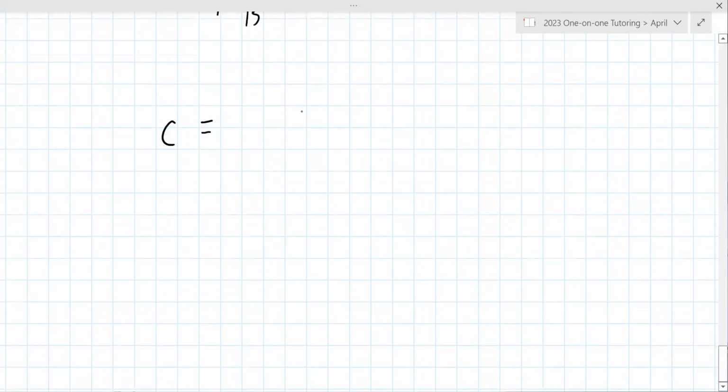Let C equal 1 and 1/3. I'm sorry, 1 and 1/3. And let's say it's 4 minus C that I'm asking you to calculate. 4 minus C. Okay. So 4.